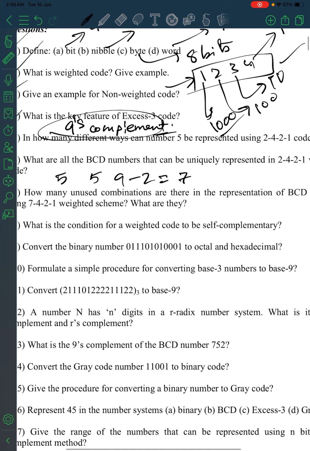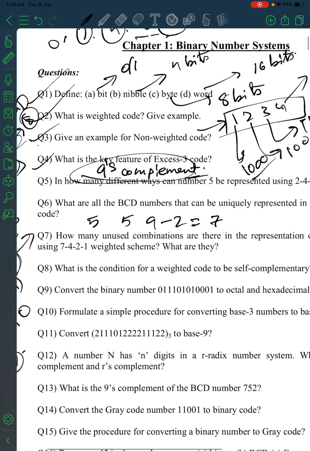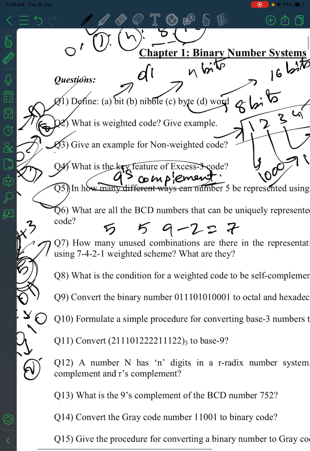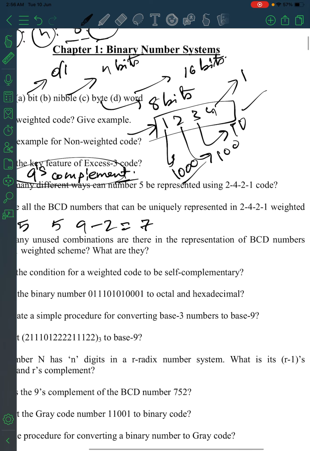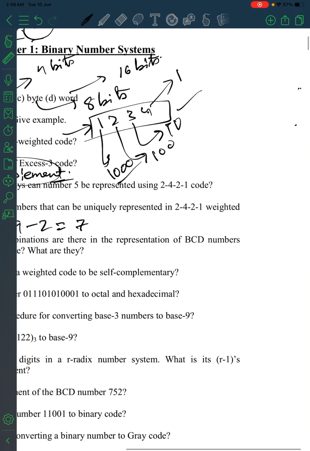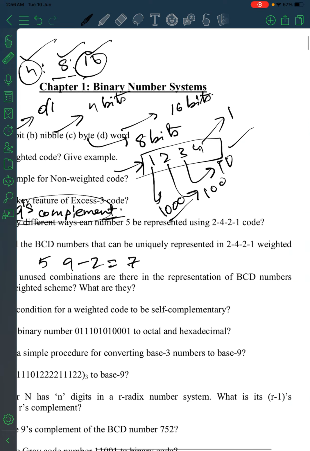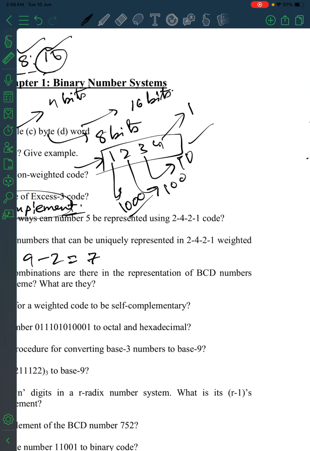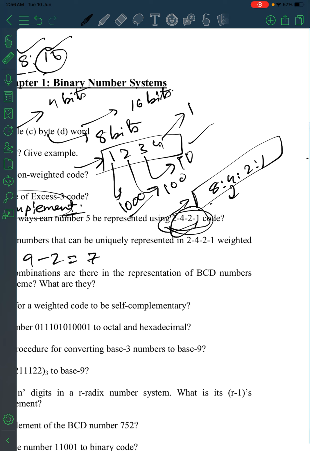What are all the BCD numbers that can be numerically represented? Sorry, I missed this question. In how many different ways can a number 5 be represented using 2, 4, 2, 1 weighted code? It's just weighted code. If this is the weight, like in general it's 8, 4, 2, 1, right, then we'll have a fixed representation of the 5. Now it is a little bit tricky. It's not tricky, it's a little bit twisted. 2, 4, 2 and 1.